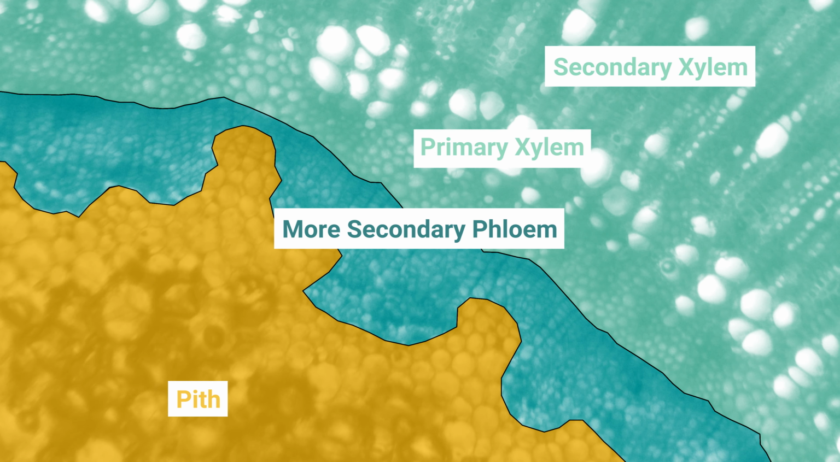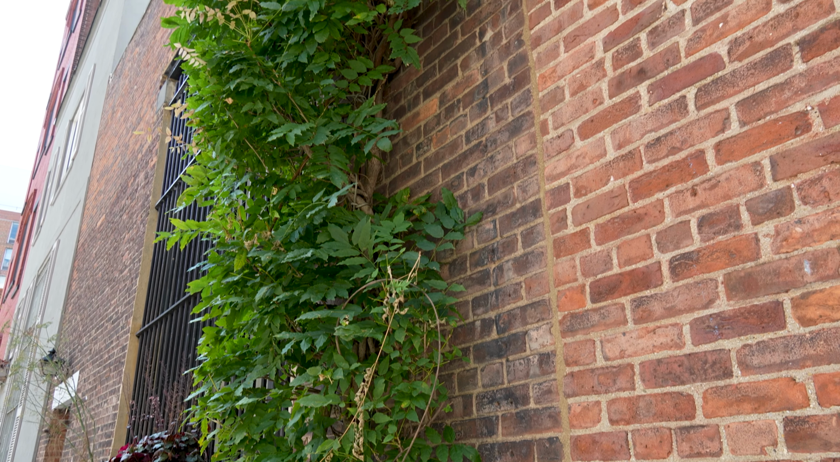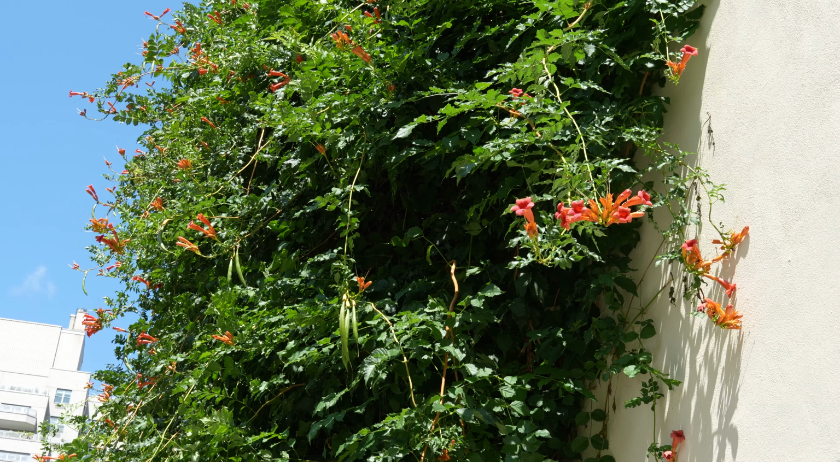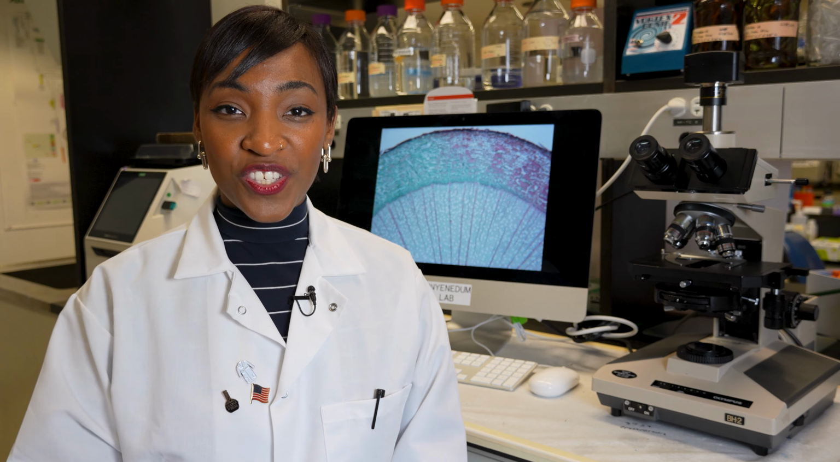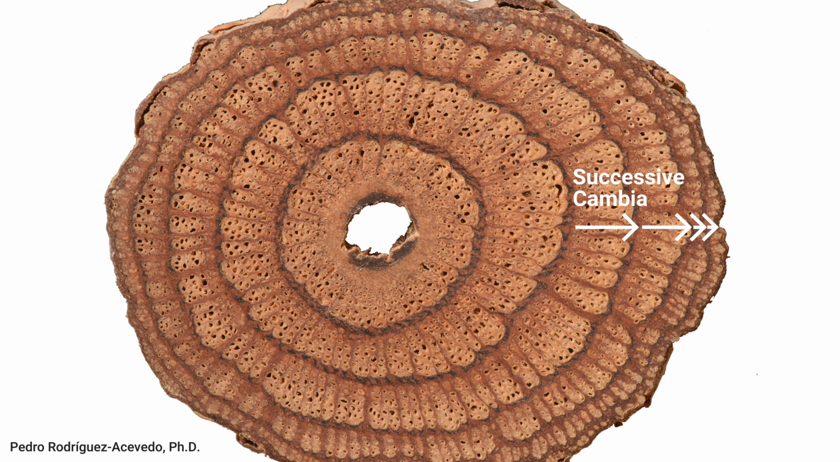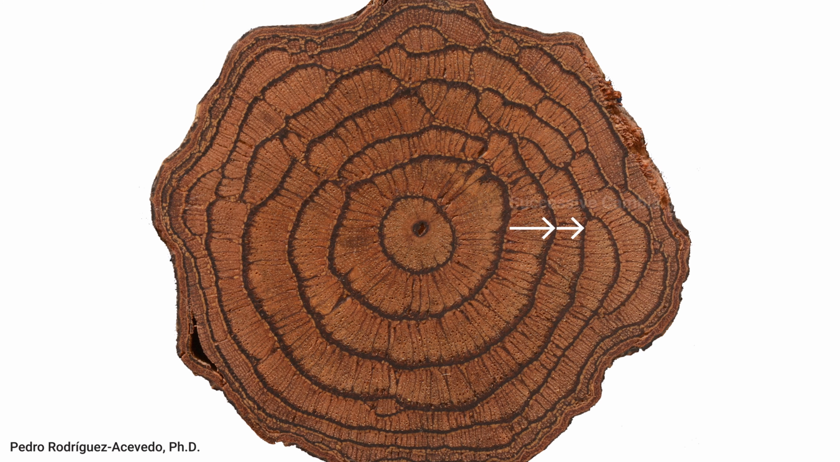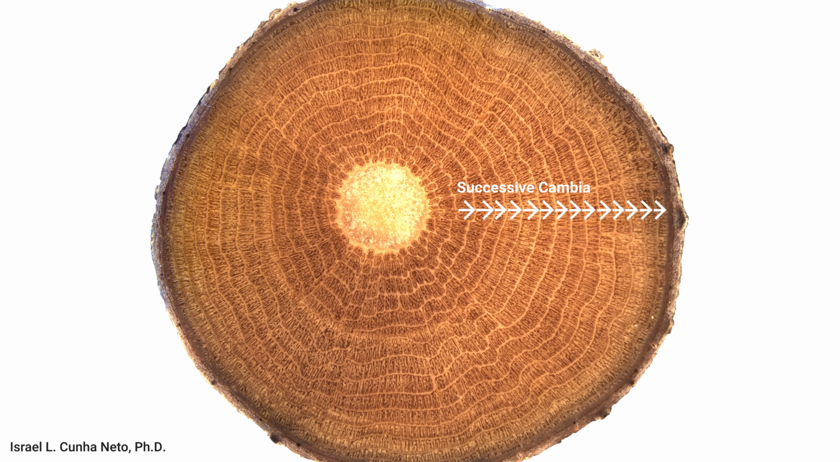However, there is also more secondary phloem made at the juncture of the primary xylem and pith. Scientists think this excess secondary phloem helps climbing plants achieve flexibility as they twist skyward. Cambial variants in general are a common feature among independently evolved woody climbers. Successive cambia are another example. They superficially resemble growth rings, but are something entirely different.